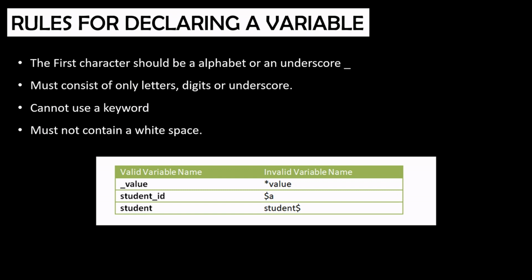Talking about the invalid variable names, the first example, star value, is invalid because we cannot use special symbols for declaring a variable. The second and third examples are also invalid because of the use of dollar, which is also an invalid symbol for naming a variable.